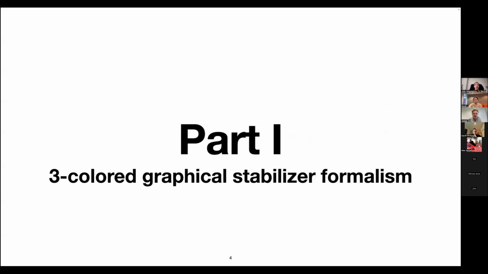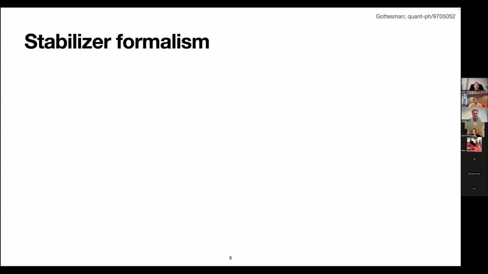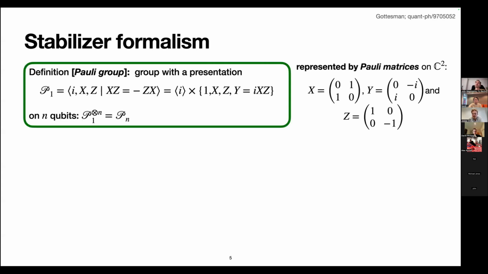To lay a bit of groundwork, let me start with the stabilizer formalism, which is essential if you want to work in error correction or study these states. The stabilizer formalism is based on the Pauli group, which you might all know. I just put it on this slide for completeness. You can think of it, on a single qubit, as being generated by these 2x2 matrices. Similarly on n qubits, you just have all possible tensor products thereof.